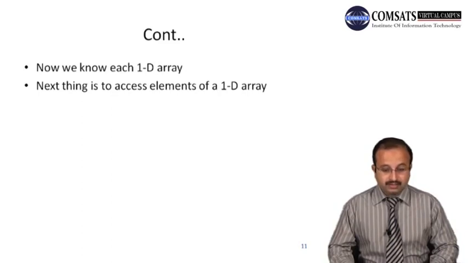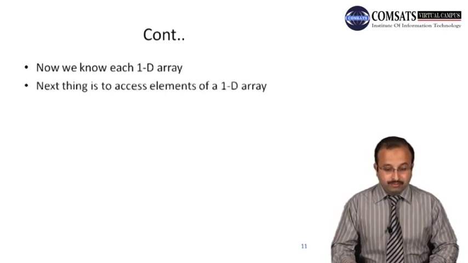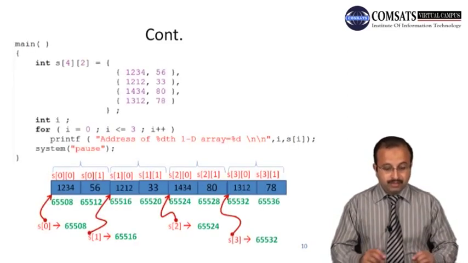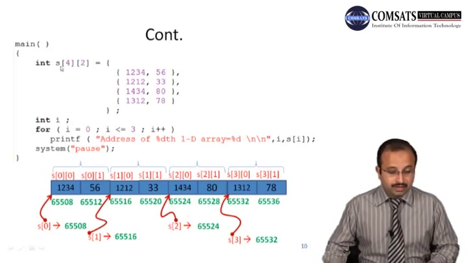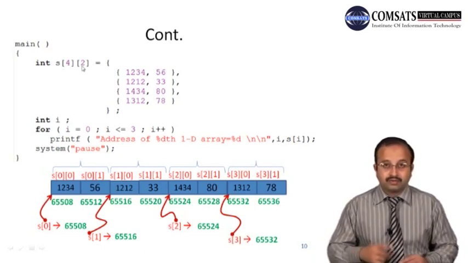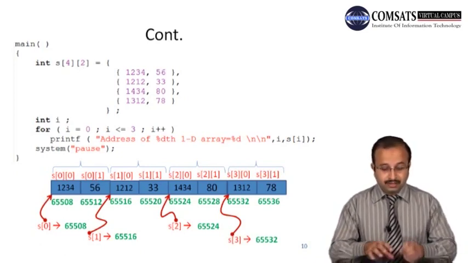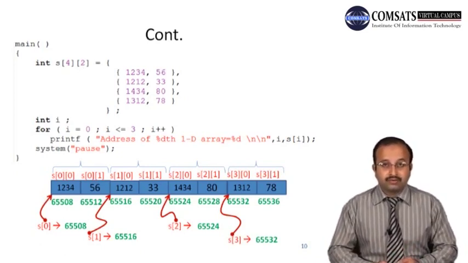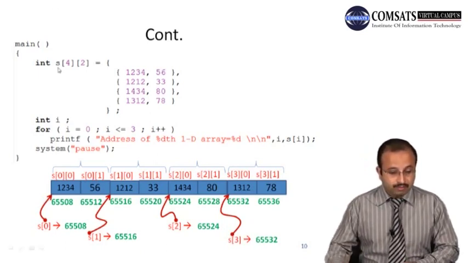Next thing is to access the element of a 1D array. Okay, let me go to the previous slide first. The problem here is we can print the value of this array using S, I and J within the loop, right? But in this section we are going to access the value of each element of the two dimensional array using a pointer, because this S is actually a pointer.